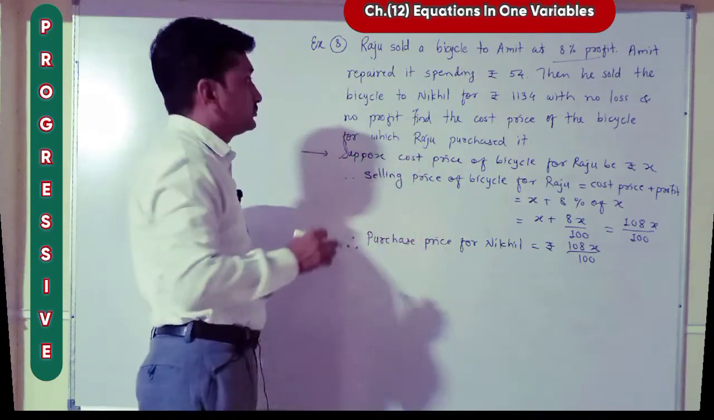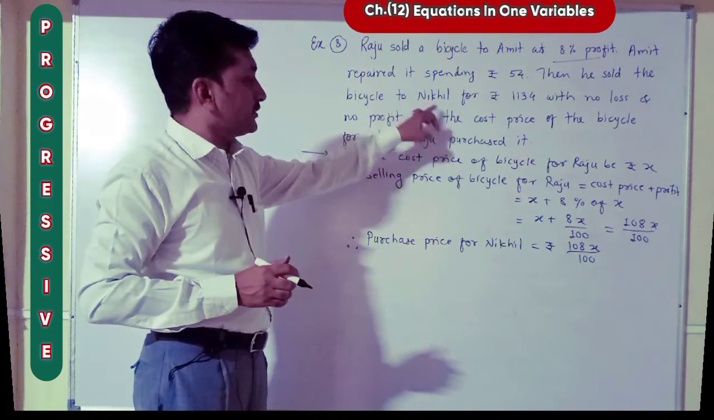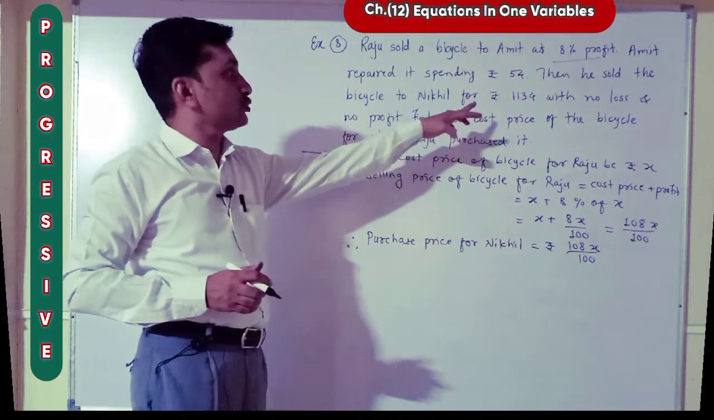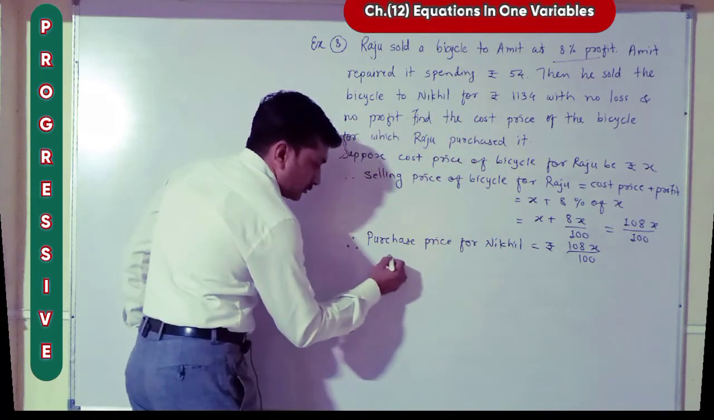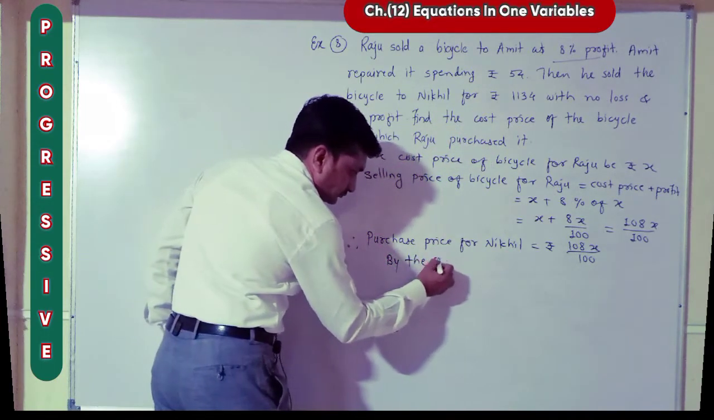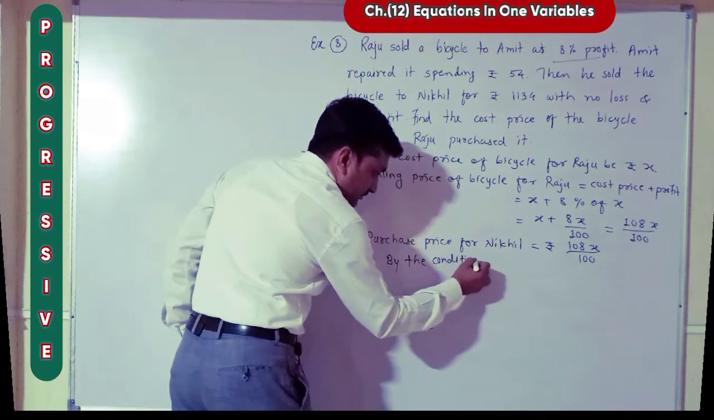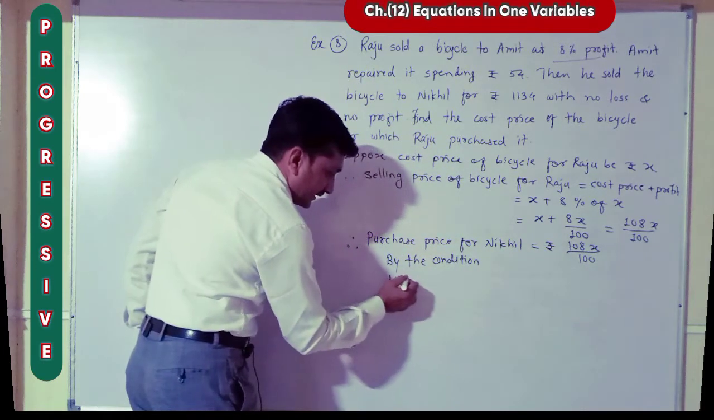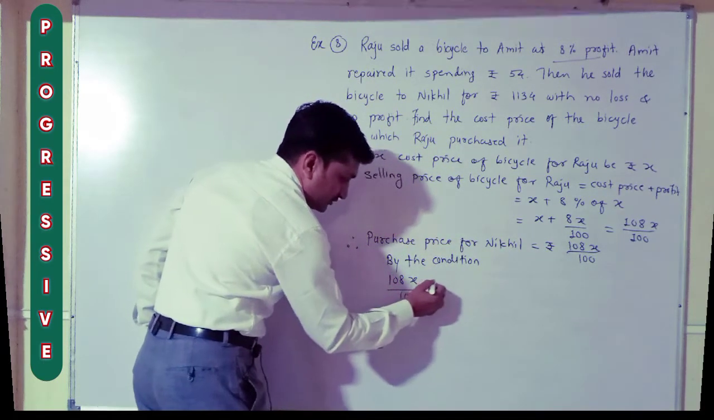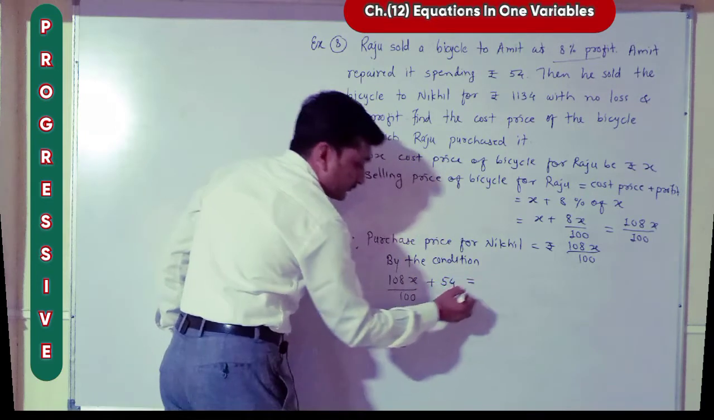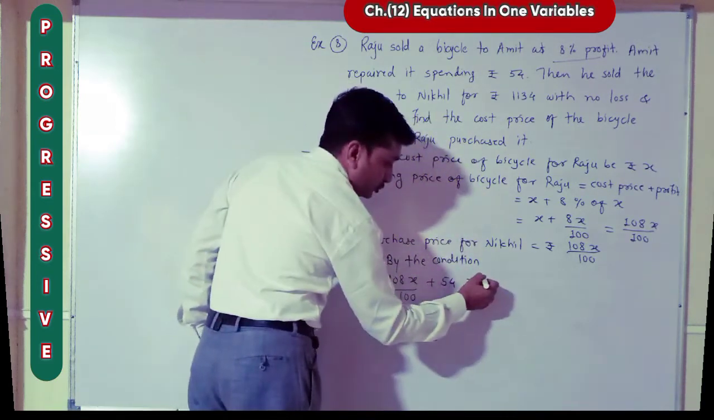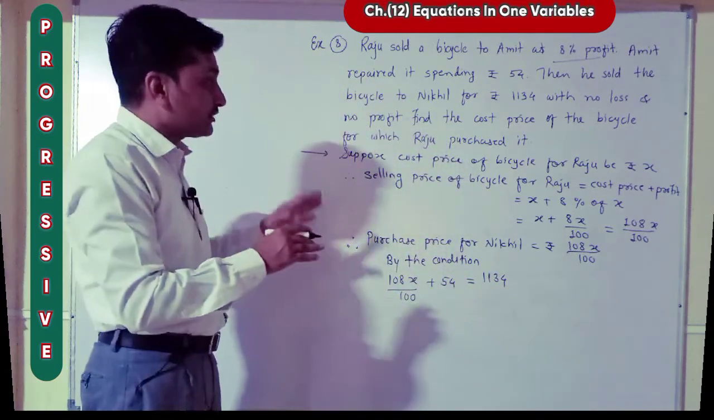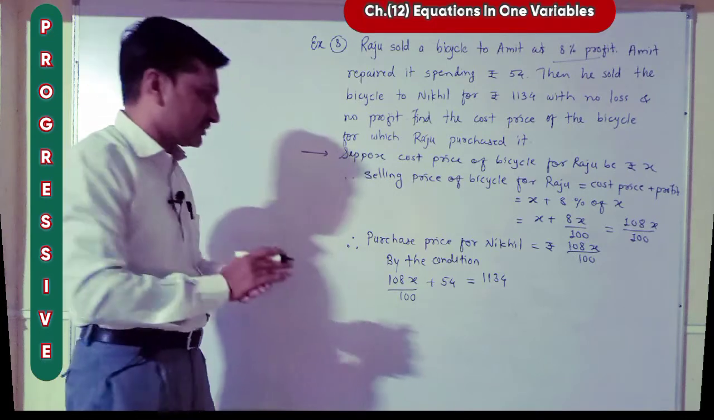Then what is the condition? Purchase price plus expense is equal to total. By the condition, now the condition is: purchase price, this 108x upon 100, plus 54 he spent, and total he sold for 1134. By solving this we get the x value, means that is the cost price of the bicycle for Raju.